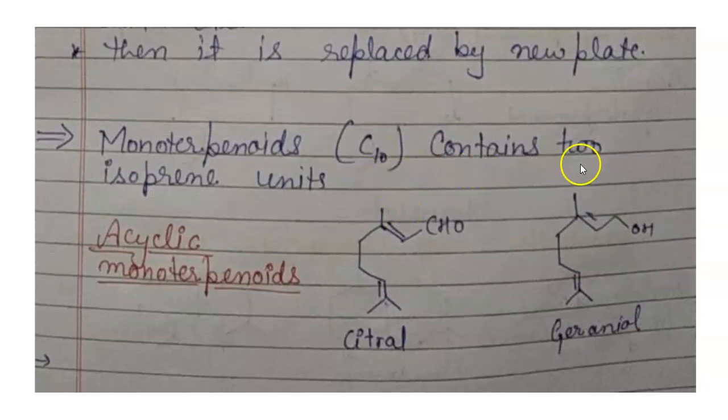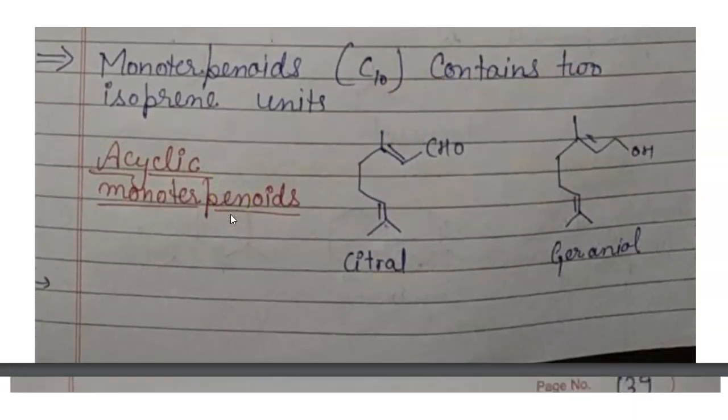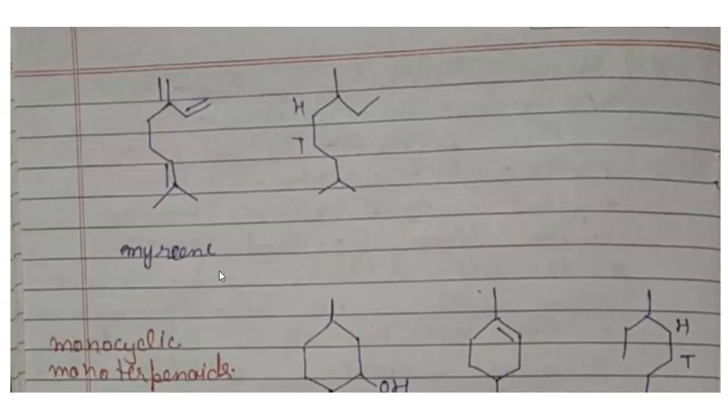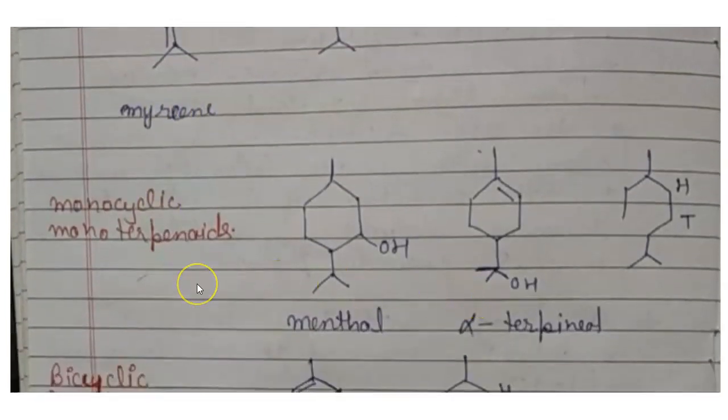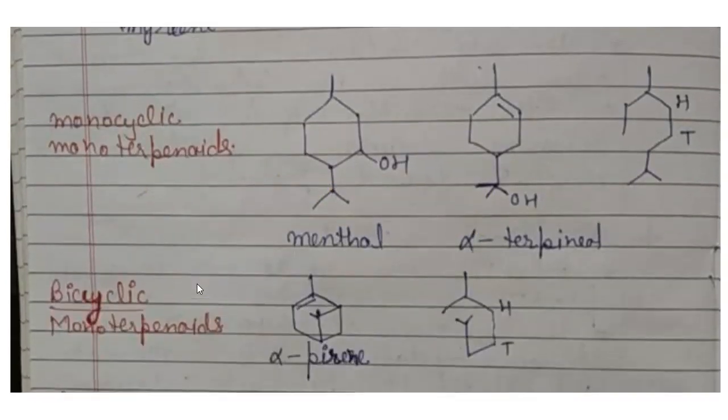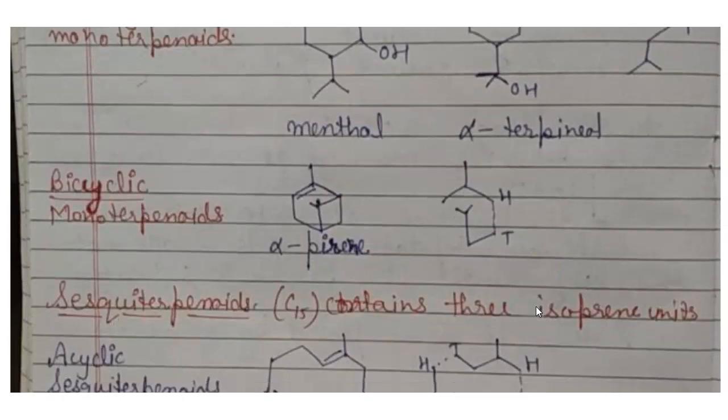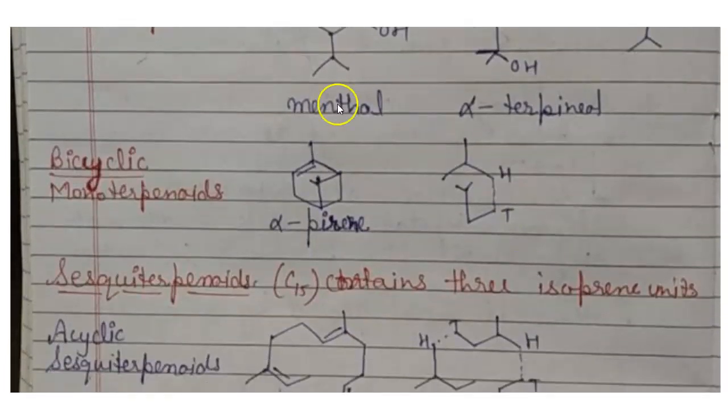Monoterpenoids, C10, contain two isoprene units, that is citral and geraniol. Acyclic monoterpenoids are these, and the second is myrcene. These are also monocyclic monoterpenoids. You can see that and note these points. Bicyclic monoterpenoid is this.